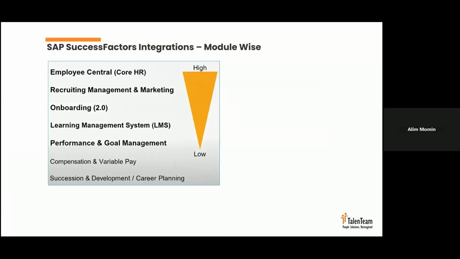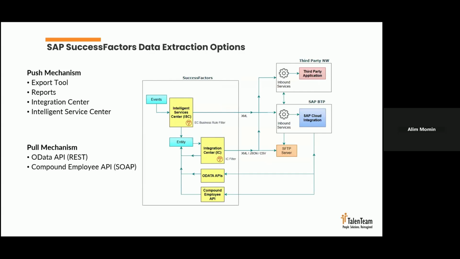And coming to various options on data extraction. So push mechanism is a kind of tool out of the box, where the user can try to extract data or try to push data. So there are various export tools. There are various reports that can extract data. There is Integration Center, which can be leveraged to filter or manage what data is being extracted.